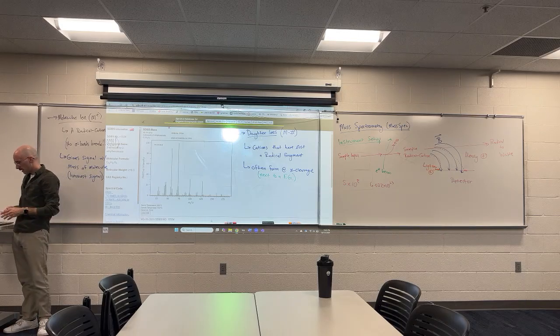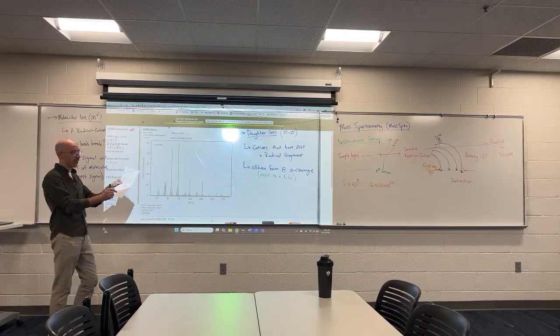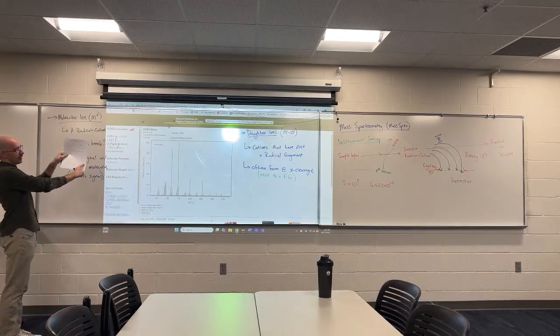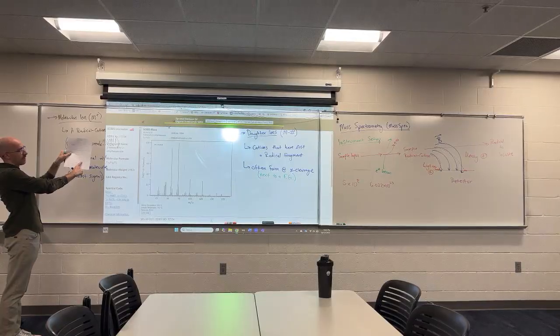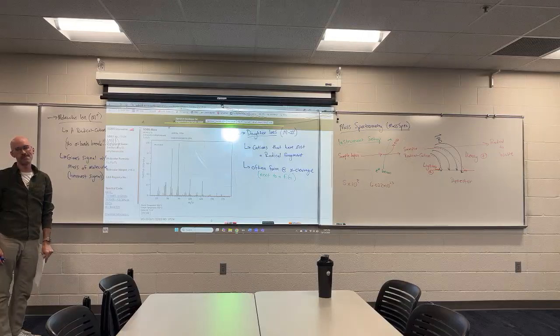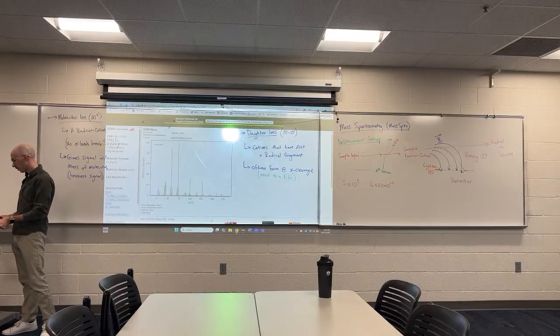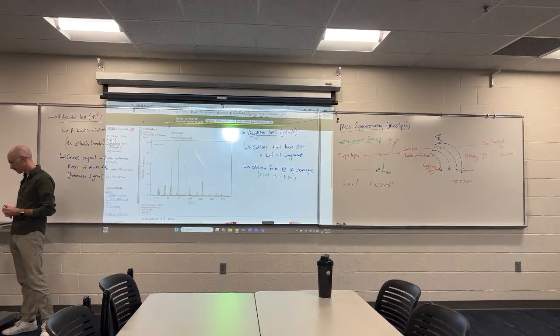And then I believe I made a mistake. This might be something you want to fix. On the very far right side, I show the benzyl cation, different than the phenyl cation at 77. The benzyl cation, I say it has a mass of 92, but it has a mass of 91. So close, but not correct.